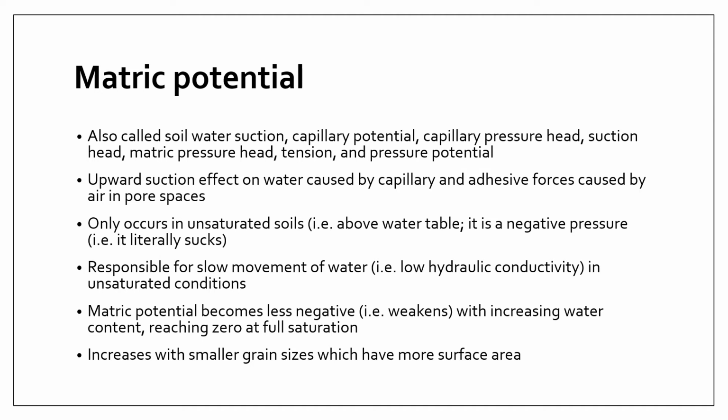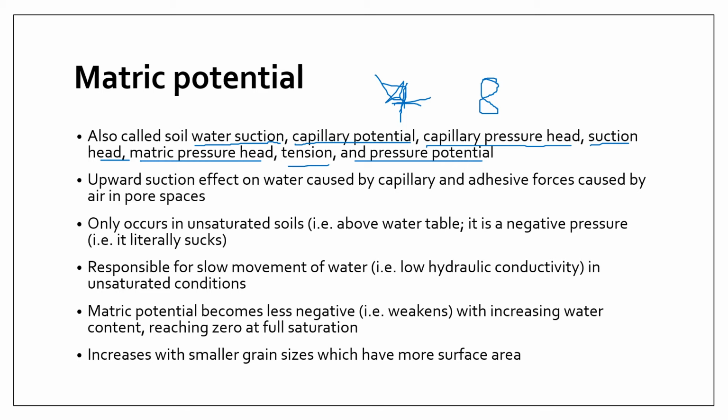Now let's talk about one of the other factors that slow down the movement of water in your vadose zone or in your unsaturated soil. This is what we call the matrix potential. And it has different names. Okay, it's like a fugitive. It's also called water suction. It's also called capillary potential. It also goes by the name of capillary pressure head, suction head, matric pressure head, tension, and pressure potential. Okay, so it has one, two, three, four, five, six, seven names. Actually eight if you include matric potential. It has eight different names for a single process.